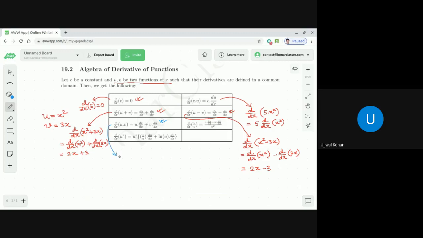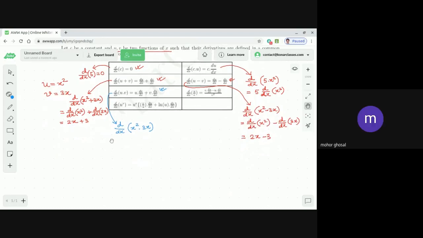Suppose I write d/dx of u into v, where u is x square and v is 3x. If we apply the formula, what are we going to get? It is u into dv/dx, that means x square into d/dx of 3x, plus 3x into d/dx of x square. I hope all of you agree with me. If anyone has even the simplest doubt, please do ask me.